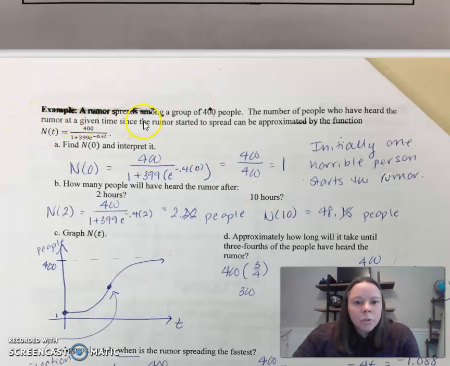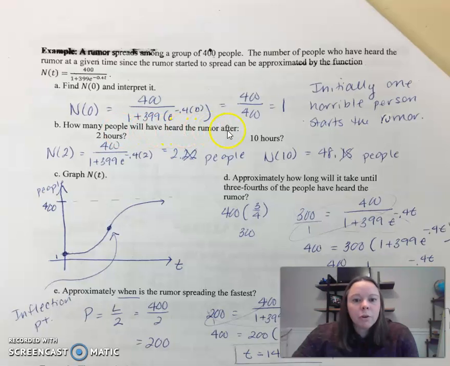So a rumor spreads among a group of 400 people. The number of people who have heard the rumor at a given time since the rumor started to spread can be approximated by the function. If you think about it, a rumor eventually is going to level off. People stop caring, or everybody in the group now knows. So it's a perfect fit for a logistic function. All right, find n of 0 and interpret it. If you plug 0 in for t, you end up getting 1. Oh, that makes sense. It takes one person to start a rumor.